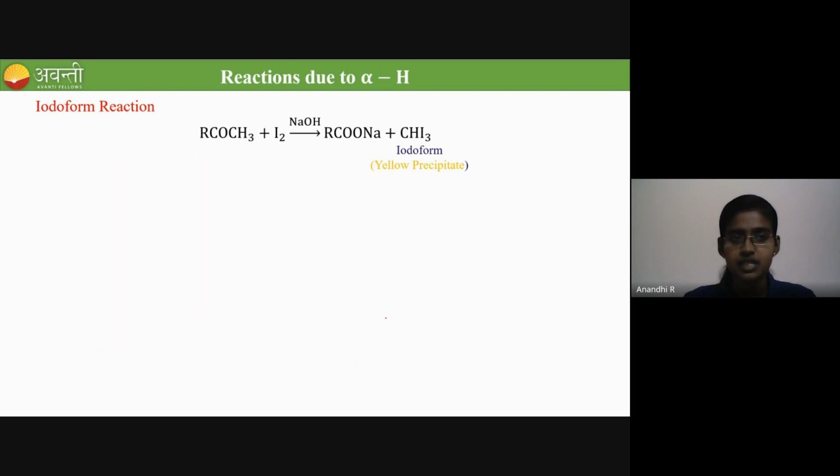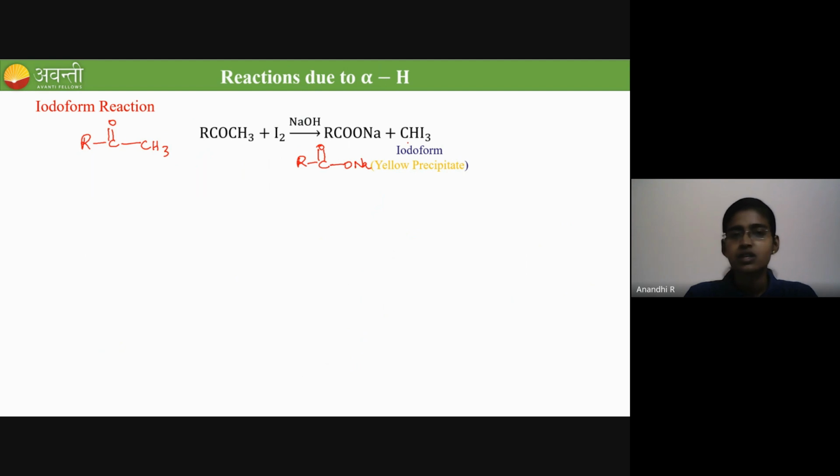The first one is the iodoform reaction. So this is the reaction, that is the RC double bond O CH3 group, that is the ketone part. When it reacts with iodine in presence of sodium hydroxide, it forms RC double bond O ONa, and it forms a yellow precipitate which is called iodoform, of formula CHI3.